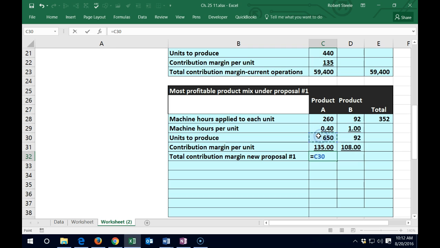It's going to be the 650 times the 135 tab. It's going to equal the 92 units we're going to produce times the contribution margin 108. If we add the total up, then the contribution margin for both of them, the total contribution margin for proposal 1, is going to be for A and B, the 97,686.